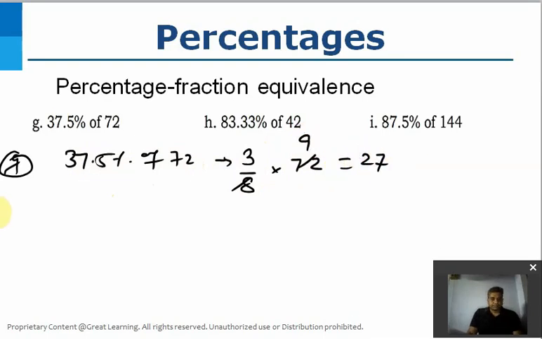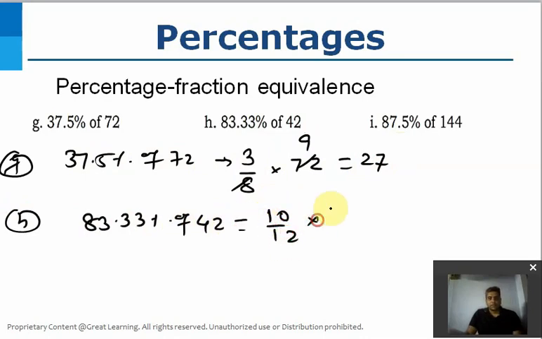Similarly, in terms of H, 83.33% I need to find out of what? Of 42. I know that 1 by 12 was nothing but 8.33%. So 83.33 will be nothing but 10 by 12 of what? Of 42. It becomes 35. 35 is the answer here.